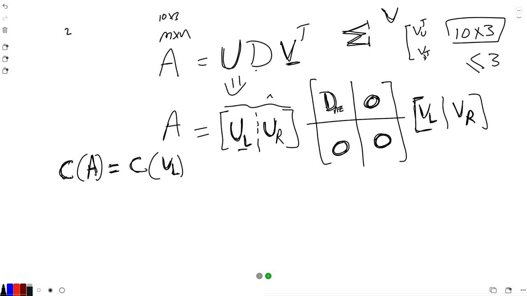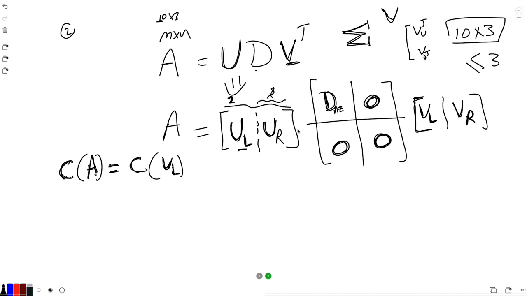So what it means is that UL is 10. We have 10 rows, but here we have 3 vectors because it is 10 by 3. These are the 3 possible vectors that can be independent. However, because we have only 2 independent vectors, this UL will have only 2 columns. And what about the other 8? The other 8 will be here.